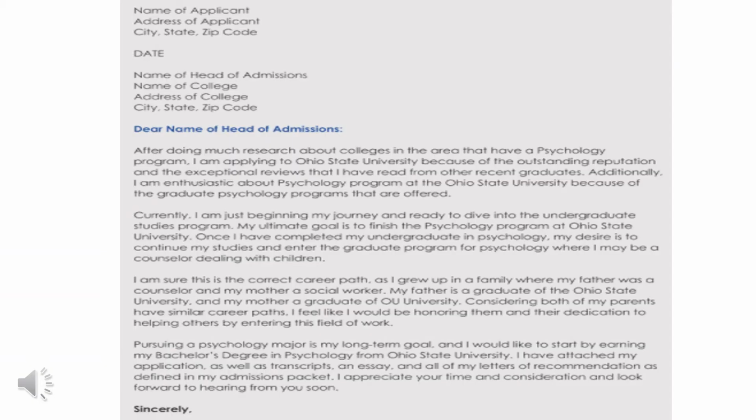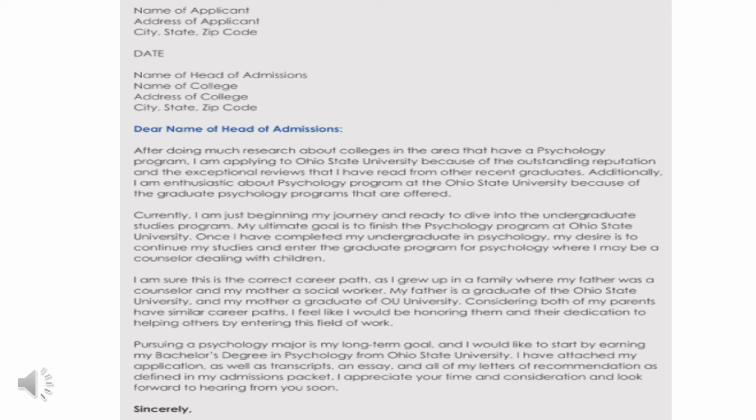Okay? Now, class, here is the example of an application letter. As you can see, they are all in block format. Meaning, nothing is indented. These are full block. You have, on the left side of your paper, your name, the address, the basic info about yourself, state and zip code, date, and then the name. The second one, after the date, the name of head of admission, name of college that you are eyeing to become part of, address of college, city, state, zip code, and the letter itself.